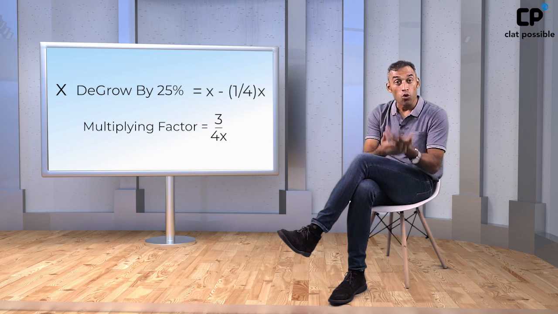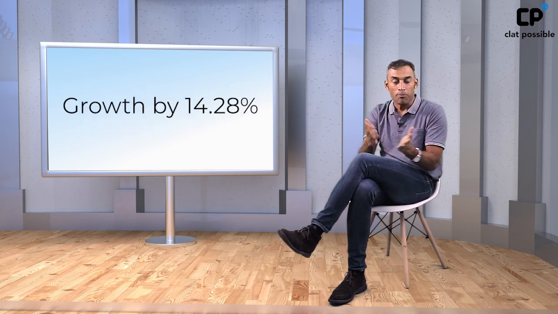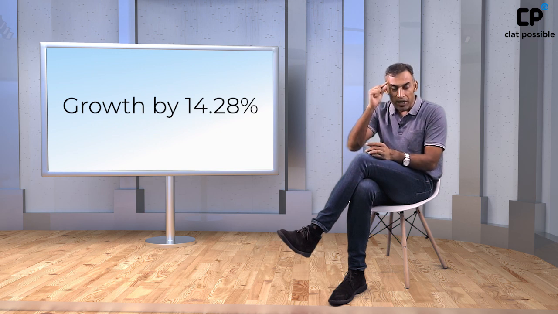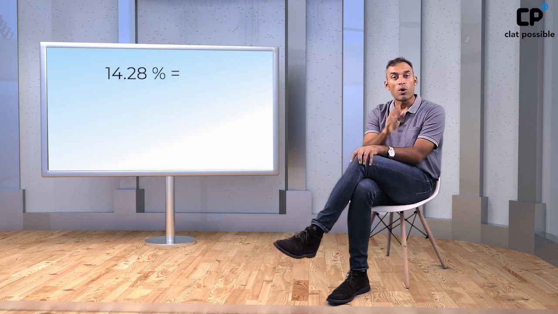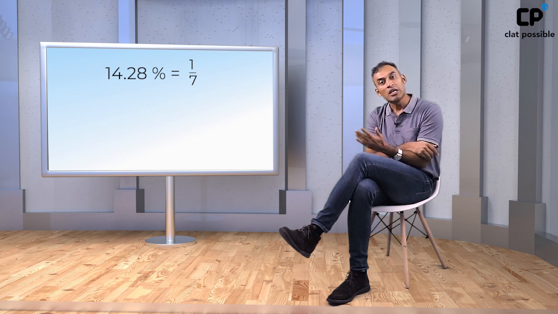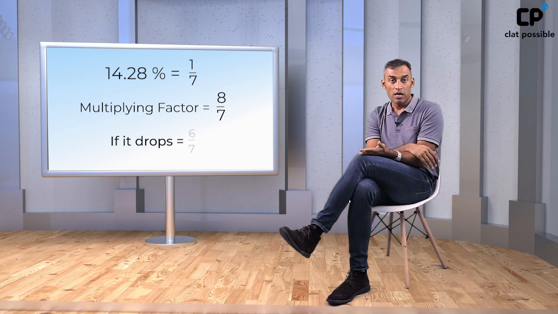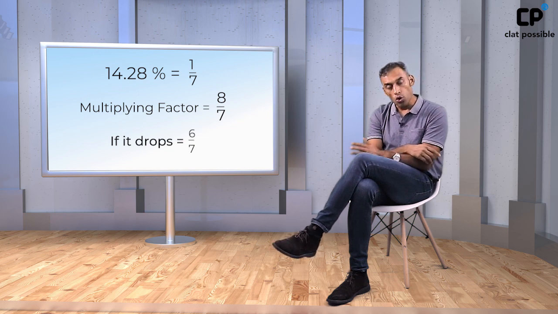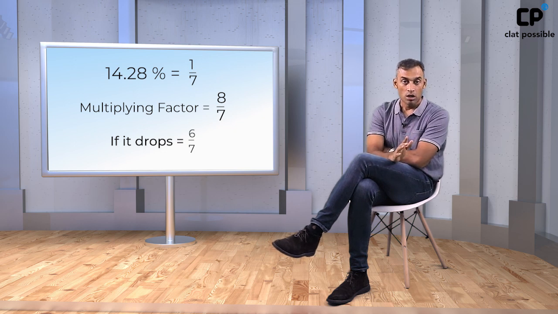Similarly, if something grows by, let's say, 14.28%, I should be quickly able to convert that into a ratio. I should know that 14.28% is 1/7, and when something grows by 1/7, my multiplying factor becomes 8/7. If it drops, it becomes 6/7. So my advice to you is, become very, very comfortable with the ratios, at least till 1/25.